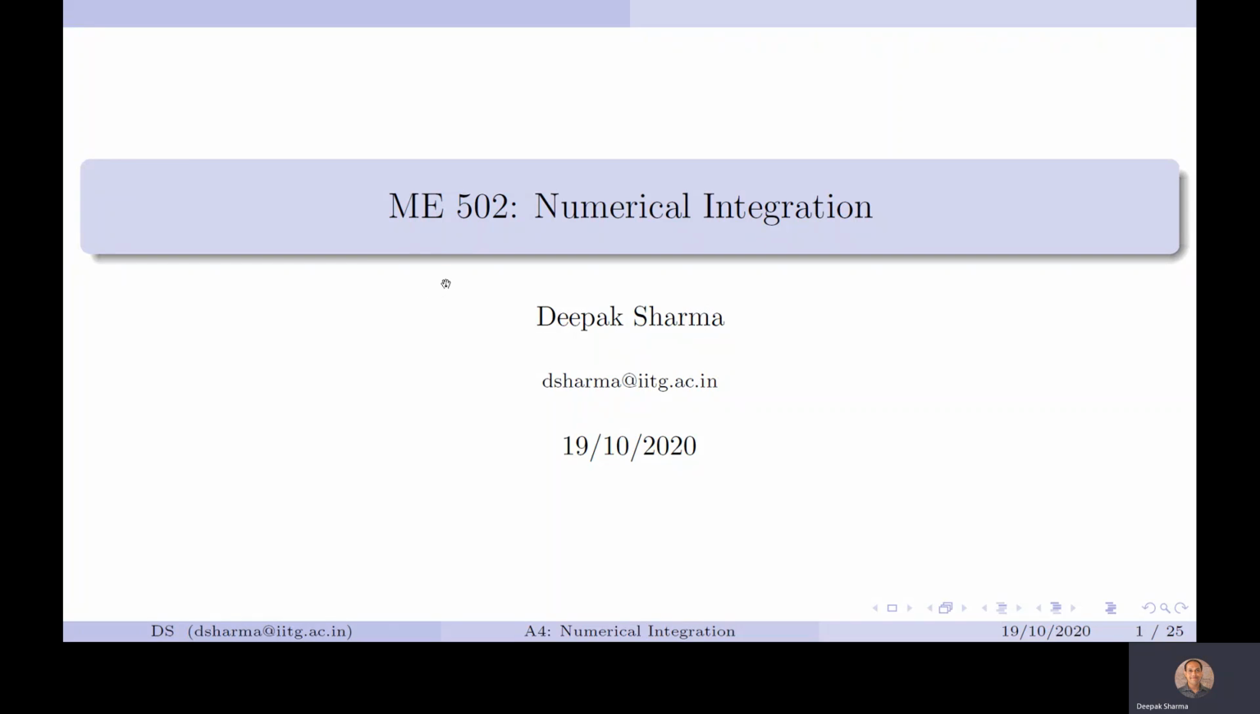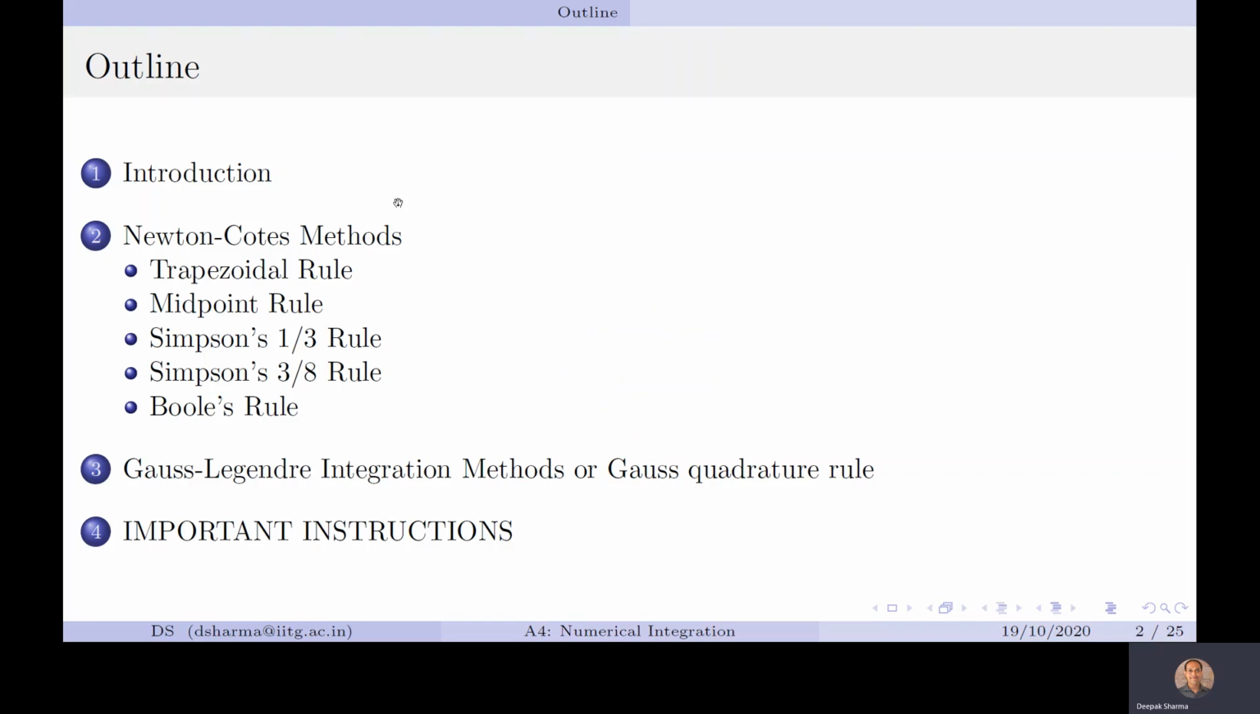Welcome to the session. In this particular session, we will be understanding the numerical integration method. One of our assignments will be based on those methods. In this session, we will be understanding the introduction of numerical integration.